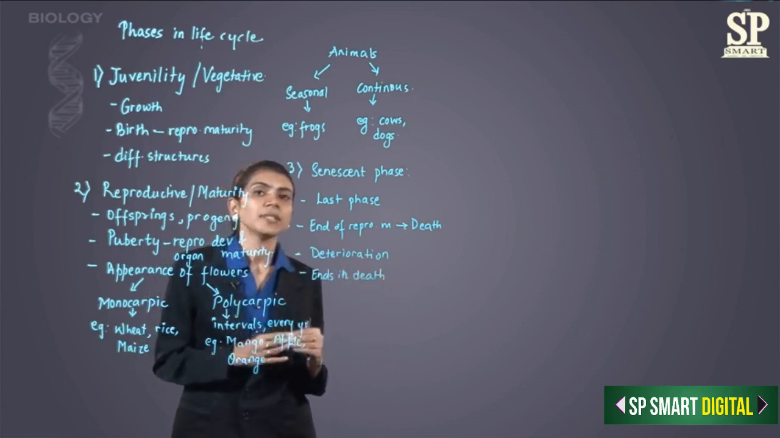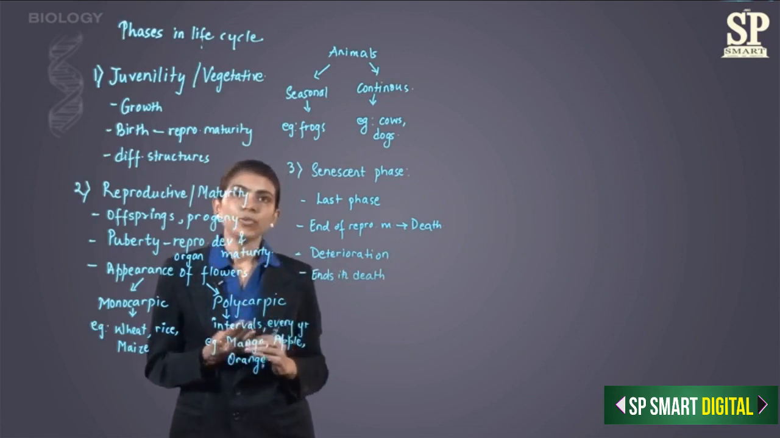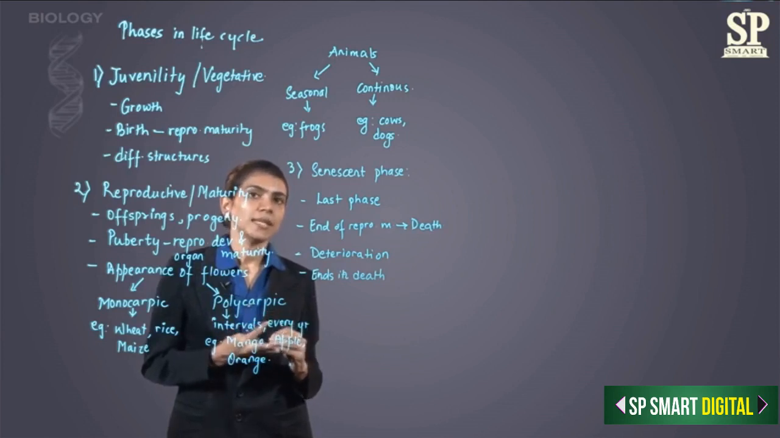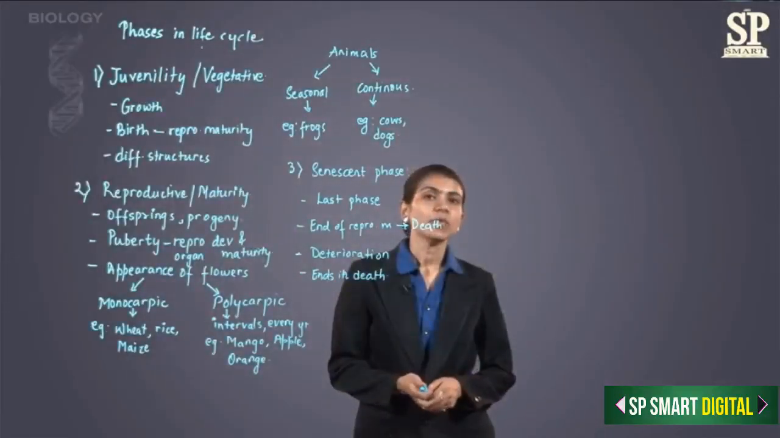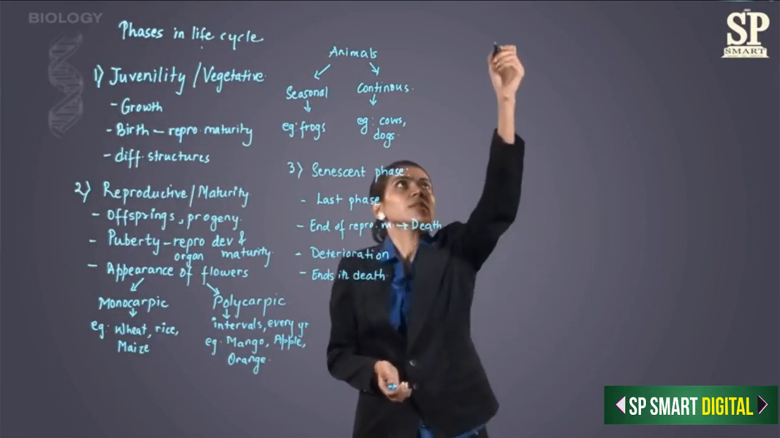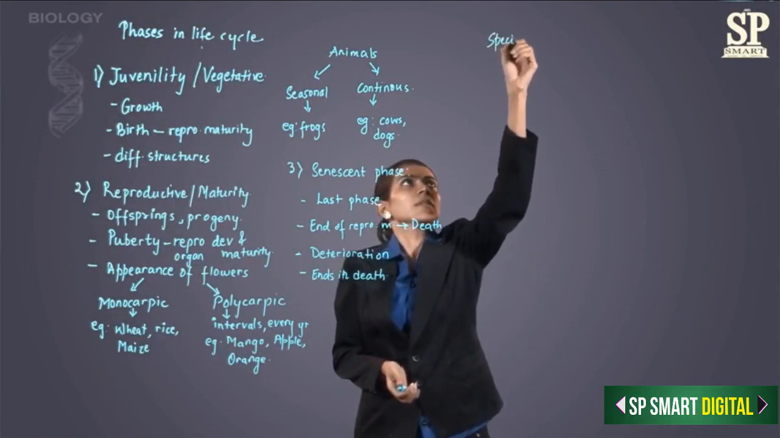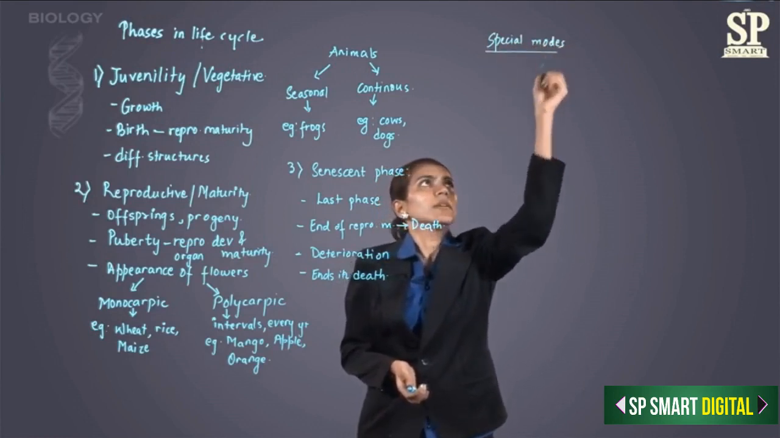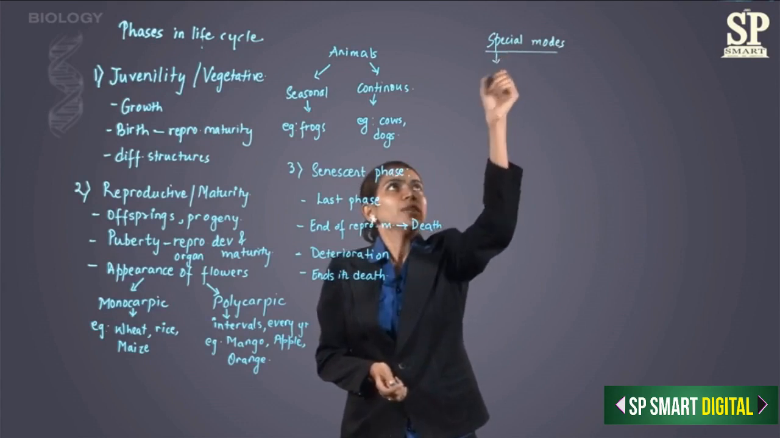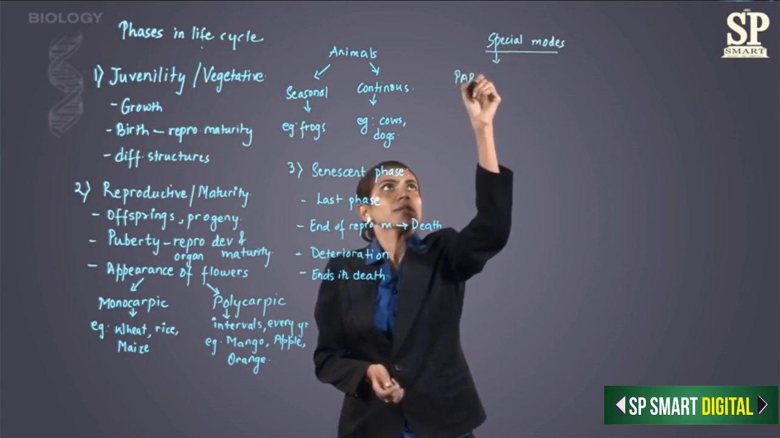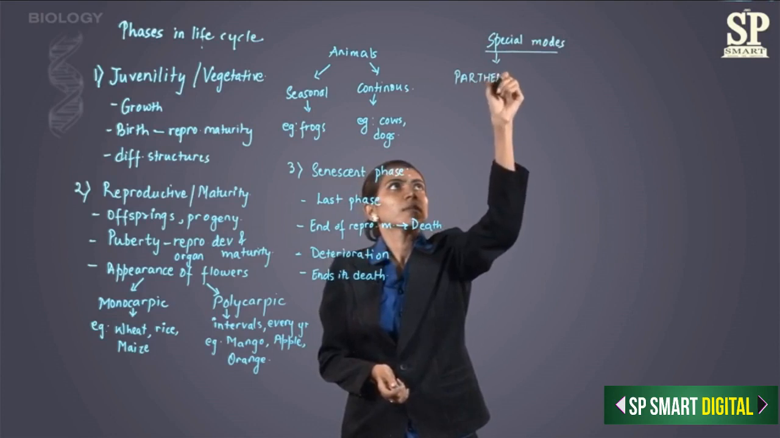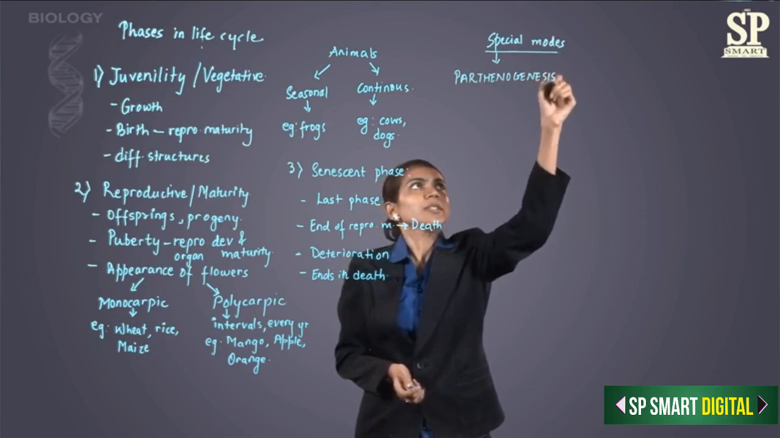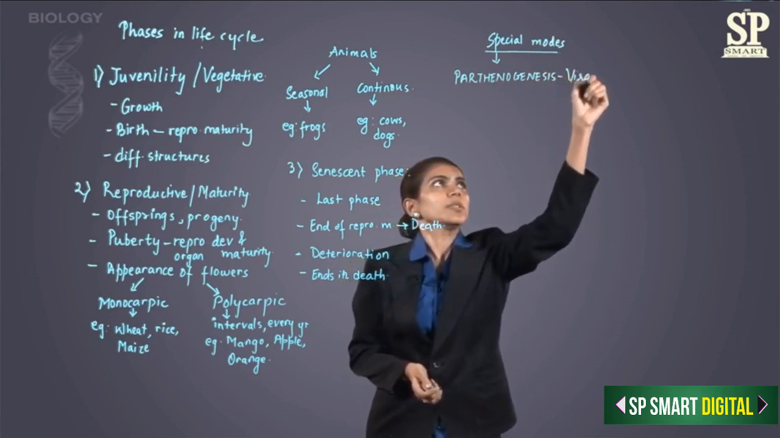So these were the phases in life cycle. The first was the juvenile phase, the second being the reproductive or maturity phase, and the third being the senescent phase. Next, let us see what are the special modes of reproduction. One of the special modes of reproduction is parthenogenesis. Parthenogenesis is also called virgin birth.